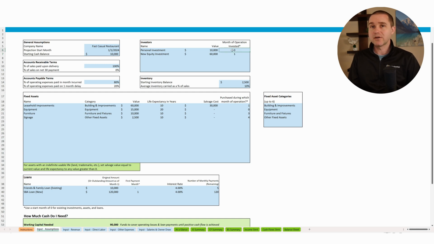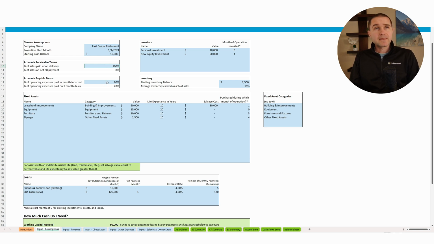Month 0, this could be that you've already maybe put in some money into the business to get it even to this point. You can also put in accounts receivable terms. Now, for a restaurant, typically you're going to get paid 100% of your revenue right when you provide the food, right? When you make the sale. So leaving this at 100 probably makes the most sense.